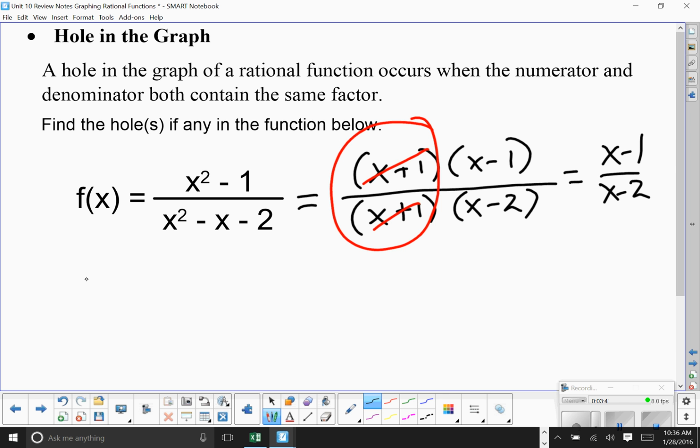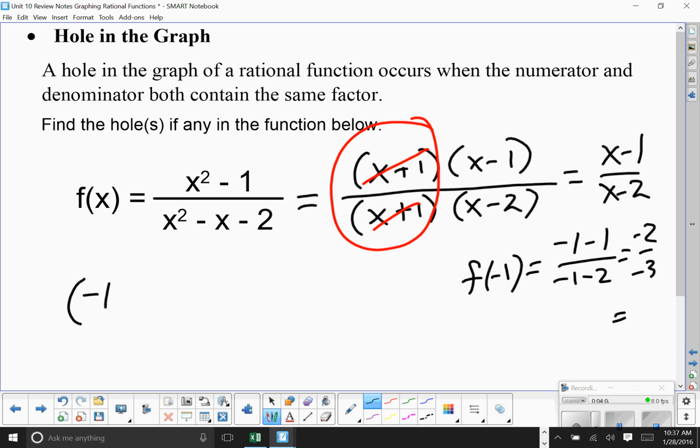This means that I have a hole when x is negative 1, because that's what would make this go to 0. And now f of negative 1 in this new equation, negative 1 minus 1 over negative 1 minus 2, this is negative 2 over negative 3, which is 2/3. Here is my hole.